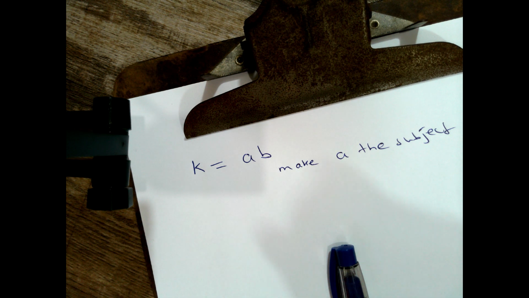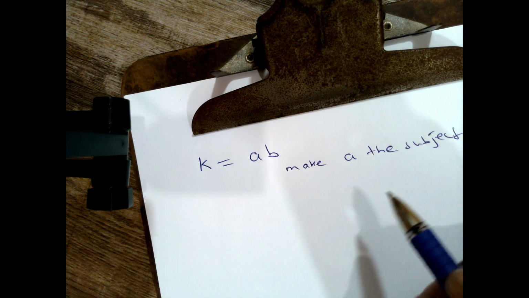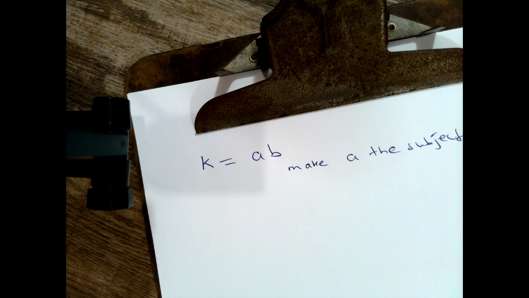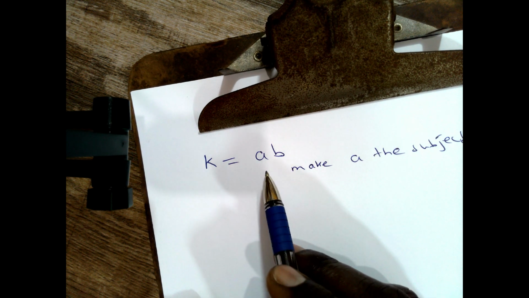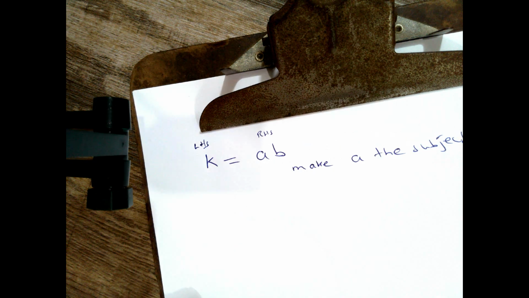Now, let's look at this example. K equals AB, where A is the subject of the formula. To get the subject of the formula in terms of the other variables, we have to conduct a number of operations, which we will do on both sides of the equation until we get the subject of the formula by itself on the left hand side. So K equals AB. Make A the subject of the formula, so we're going to end up with A on the left hand side. First thing we do, K equals AB, the left hand side is here, right hand side is here.